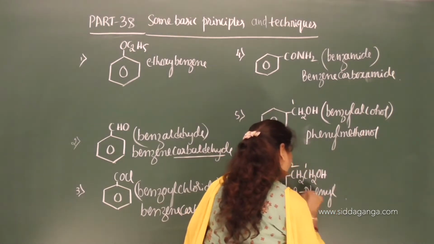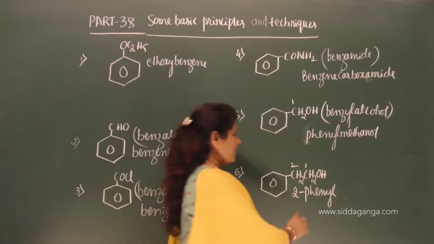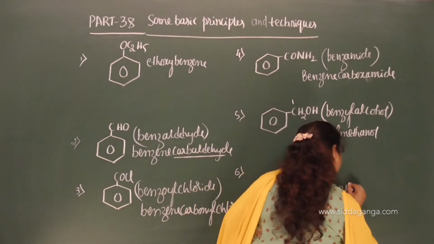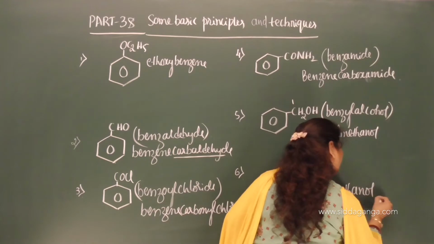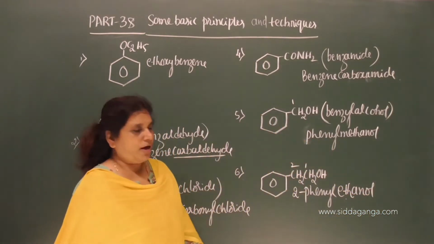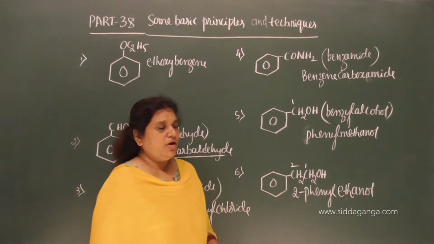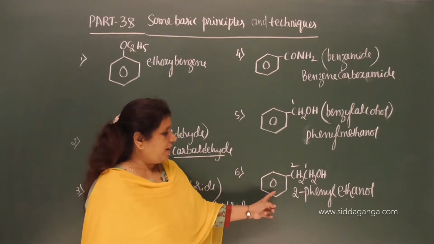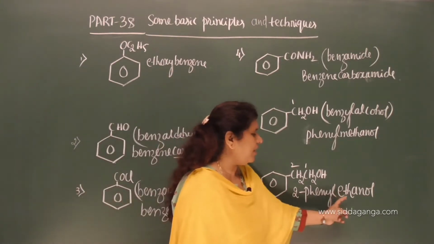What is the position of the phenyl group? On the second carbon, therefore it is 2-phenyl ethanol. 2-phenyl ethanol is the IUPAC name. On the second carbon we have the phenyl group, therefore it is 2-phenyl ethanol.